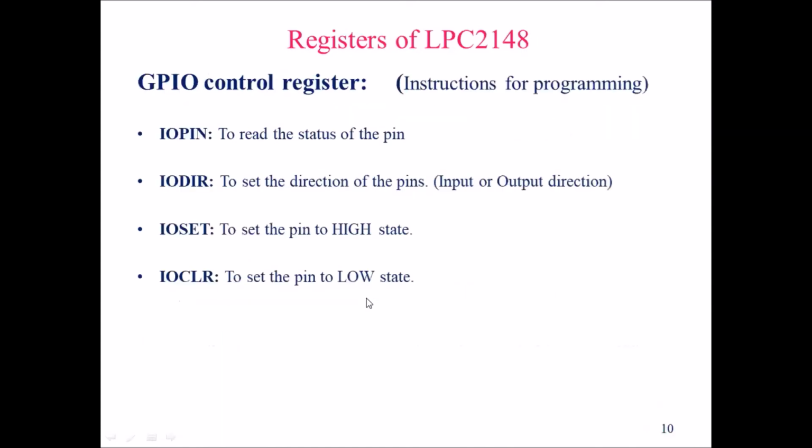Then we have the general purpose input output control register and instructions for programming. There are 4 instructions for programming, and we'll be using these instructions in our programming. We shall have a brief idea on all these 4 instructions. I will explain these instructions in detail in the programming itself. First, before going into the general purpose input output control register, there are 4 instructions associated with it.